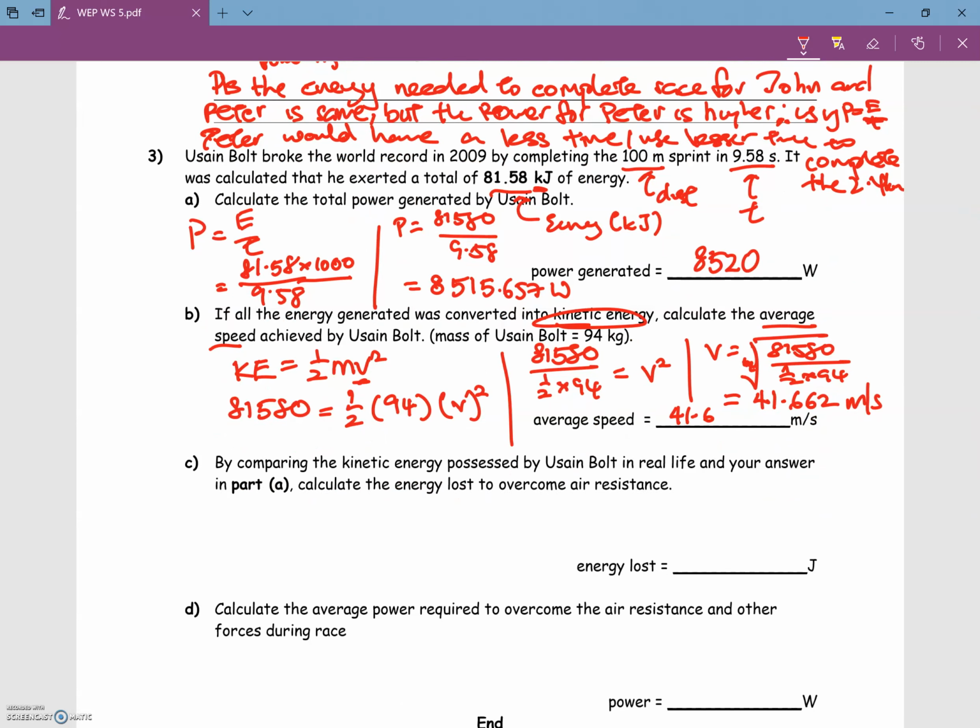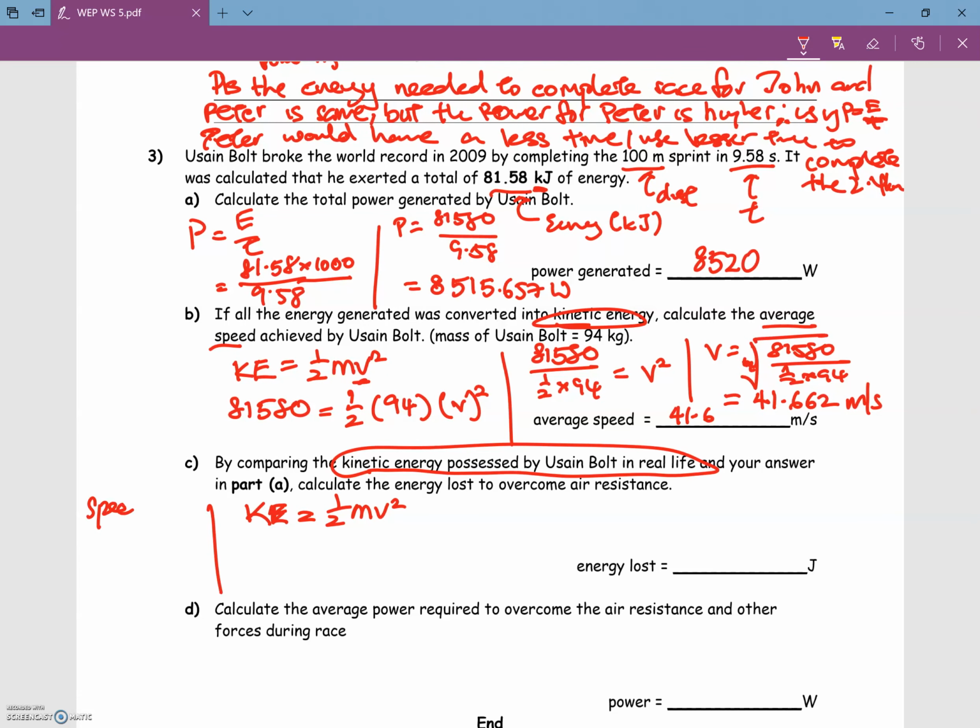Part C says by comparing the kinetic energy possessed by Usain Bolt in real life and the answer in part A, calculate the energy lost to overcome air resistance. So this is the part where it's a little bit more difficult. I need to first calculate his kinetic energy in real life, so that I can compare it. So let's find the KE in real life. KE equals half mv squared. Now the question is, what is his speed in real life? So let's find his speed first.